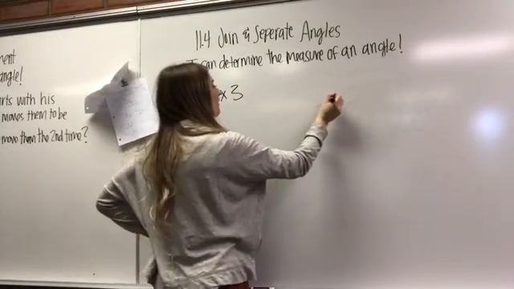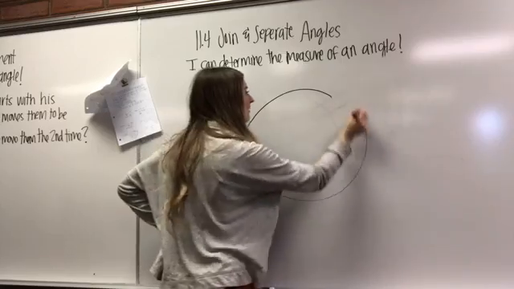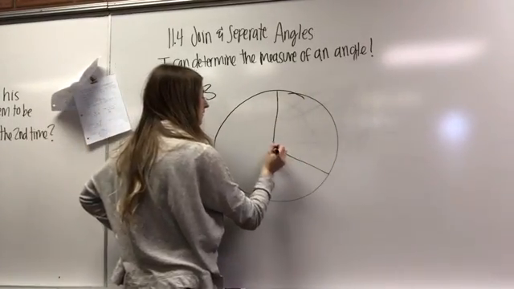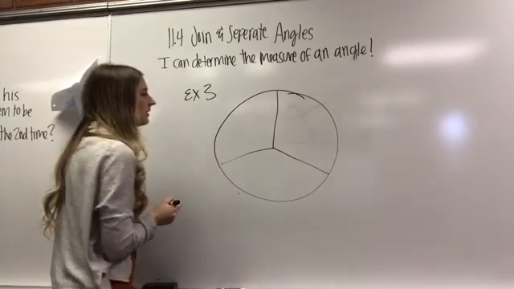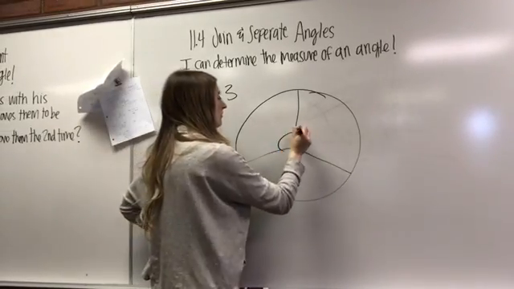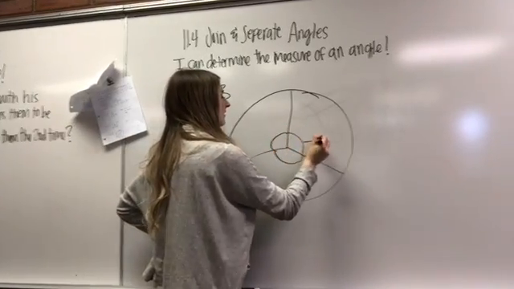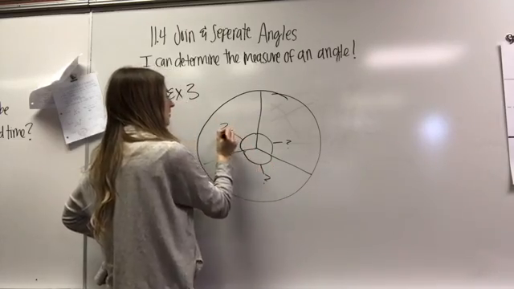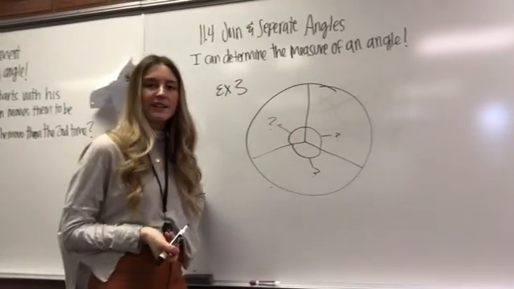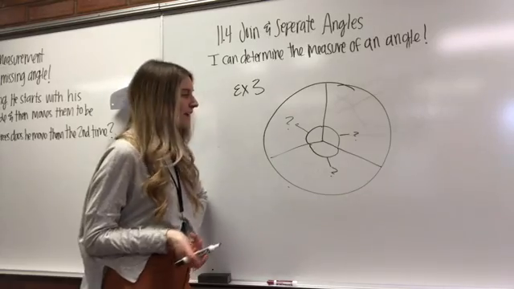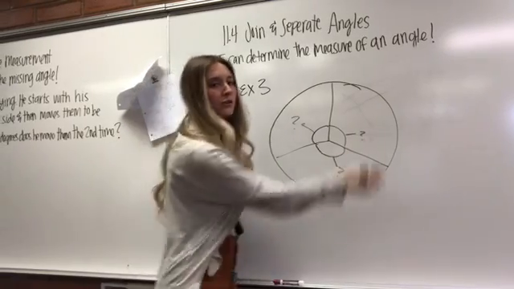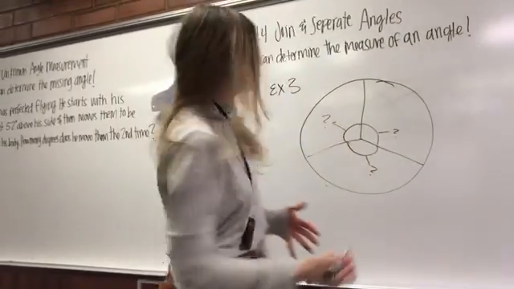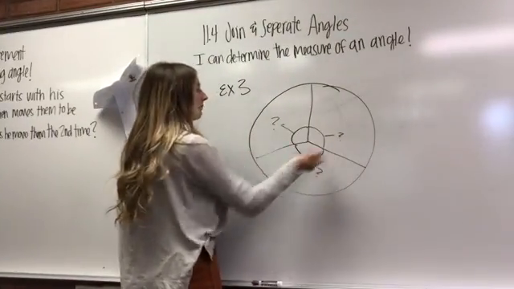Okay, so I have a complete circle and it's broken up into 3 equal pieces, like a peace sign. And we want to know what each of these is. How would we figure out which each angle is? We're going to figure out how many degrees. Remember, the whole circle, when we do a complete spin, is 360 degrees. So it's broken up into 3 parts.